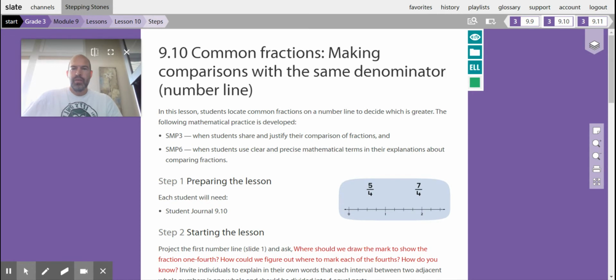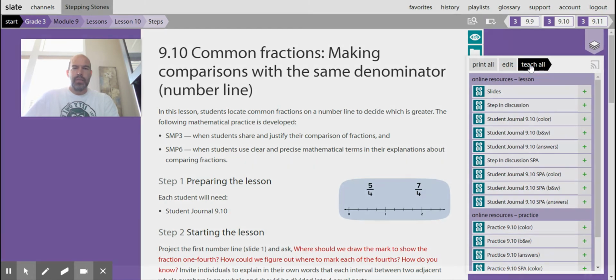Good morning, room 32. How are you today? Hope you're doing well. Today's lesson is going to be module 9.10, common fractions, making comparisons with the same denominator on a number line. All right. So let's go ahead and get started here today.